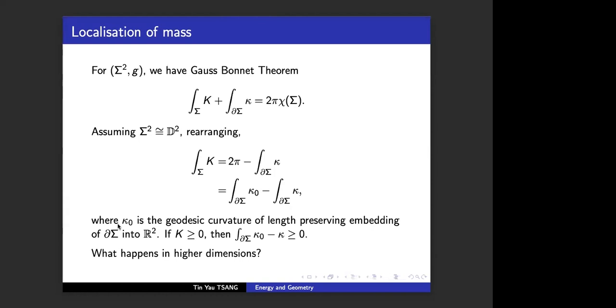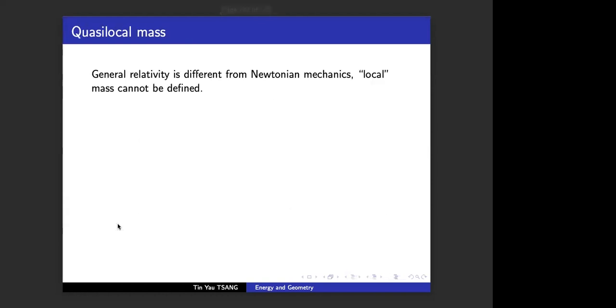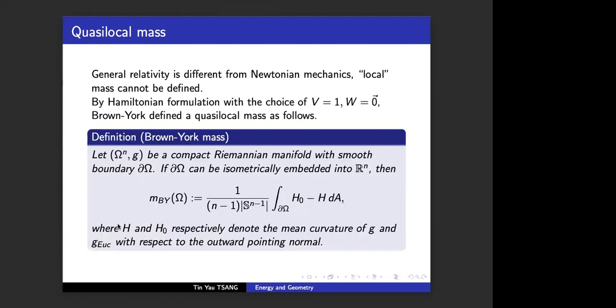Again, what happens in higher dimensions? That is about quasi-local mass that Anna was talking about yesterday. So relativity is different from Newtonian mechanics. Local mass cannot be well defined, at least cannot be easily defined. So by Hamiltonian formulation, with the choice of the Killing vector, say you take the dot product with the vector (1, 0), a time-like vector.